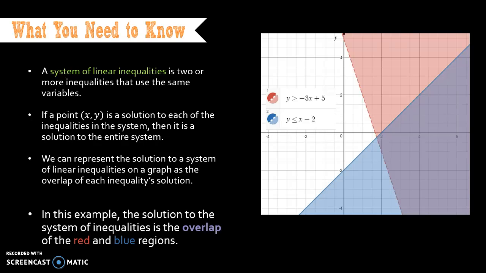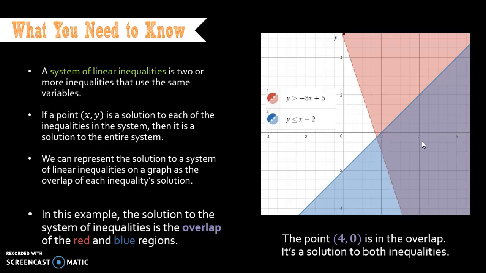The solution to the system is going to be anything that's in the overlap region. So this purple area right here is going to be my overlap. I can pick any point that's in this overlap and plug it into these two separate inequalities, and it will produce a true statement for both of them because it's in the overlapping area of my solutions. So for example, I'm choosing the point (4, 0). That would be right here. It happens to also be our x-intercept. That is a solution to both of these inequalities.